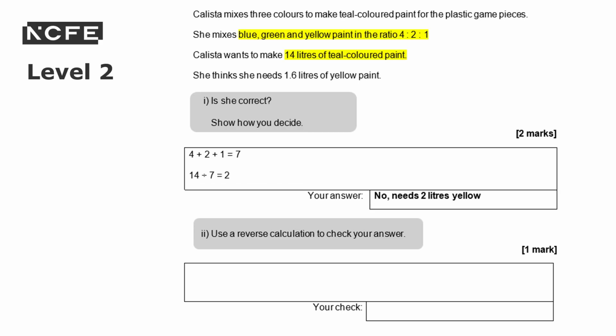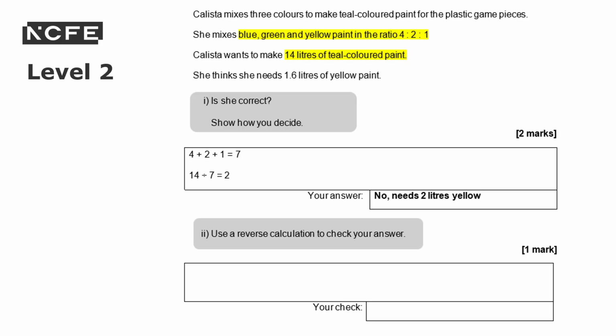So this is the way our learner has gone about this. They've added up the parts in the ratio. So that's the 7 parts in the ratio. And then they've divided 14, which is the total amount of paint that Callista wants to make. 14 divided by 7 gives us 2, so 1 part in the ratio is equal to 2. And if we look at the ratio, for blue it's 4 parts, for green it's 2 parts, and for yellow it's just 1 part. So Callista needs 2 litres of yellow paint in order to make the 14 litres of teal coloured paint.